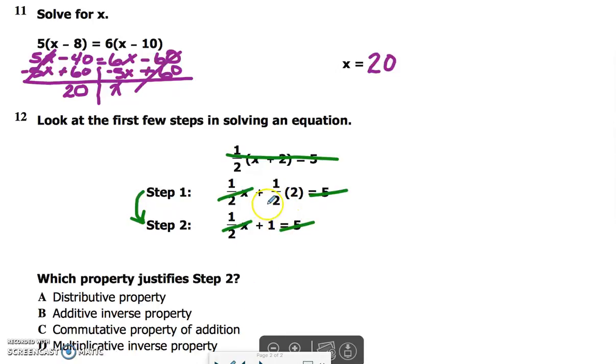Okay, anyway, moving on. 1/2 times 2 gives me 1. What property justifies that? Well, consider this is like 2 over 1. I've multiplied a number times its reciprocal to equal 1. So I have used the multiplicative inverse property. So my answer is D. Pretty easy, yes? Let's pause and see if we can finish this.